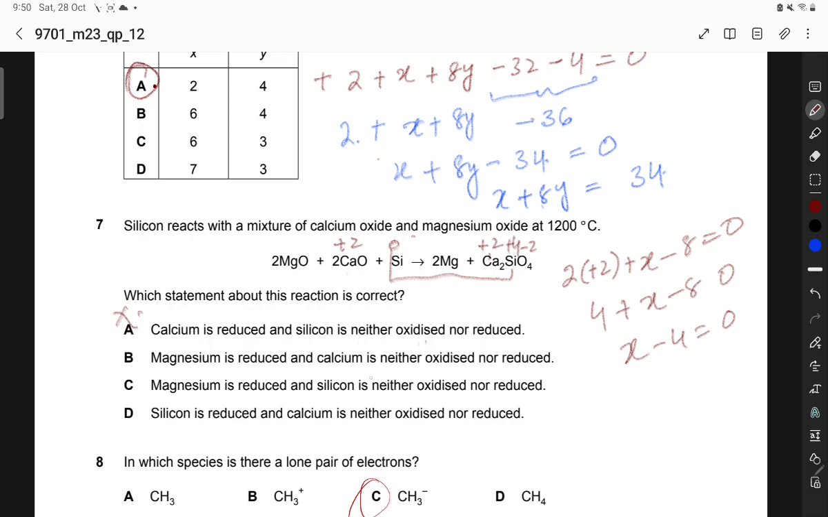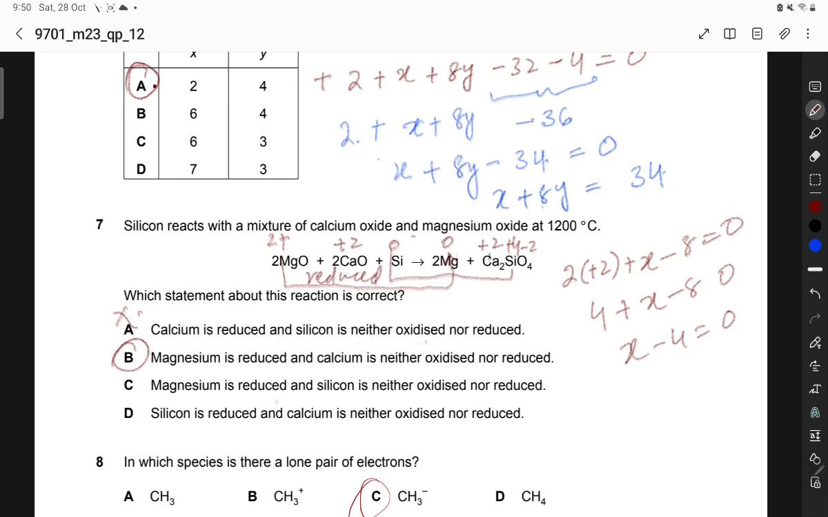Magnesium is reduced and calcium is neither oxidized nor reduced. Magnesium over here is plus 2 and over here 0. So magnesium decreases in oxidation state after gaining electrons, so it is reduced. And calcium is neither oxidized nor reduced, so B option is correct.